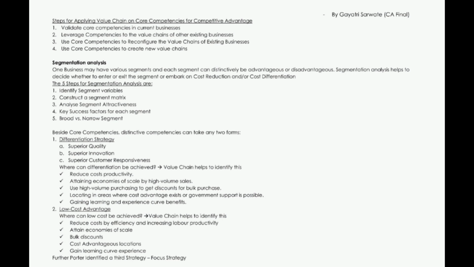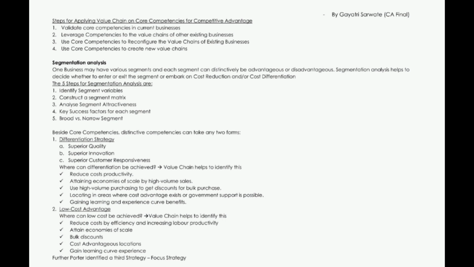As we have seen earlier, if we apply the value chain approach on these core competencies, we get competitive advantage. And besides these core competencies, there are distinctive competencies also. And these distinctive competencies can take two forms, which we studied at the start. What is that? That is product differentiation and cost leadership.